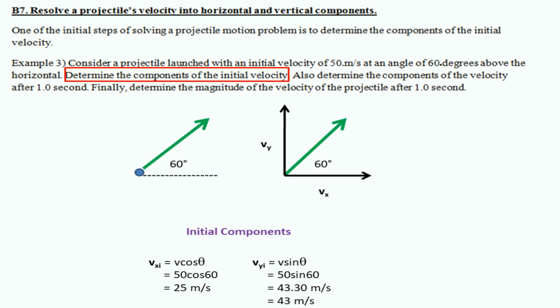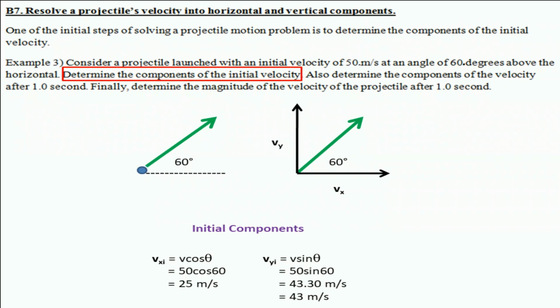V sine theta. And then you do the substitution. And once you calculate this, we are getting 43 meters per second. I know somebody will ask the question, if we add 25 meters per second to 43 meters per second, it is not going to give us 50 meters per second. So why? Well, the 50 meters per second is the resultant for the x and the y components.